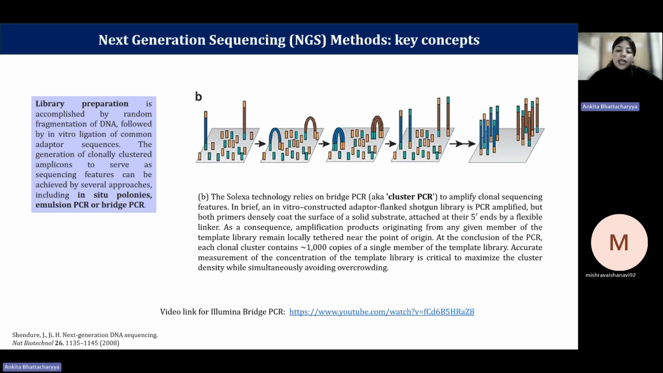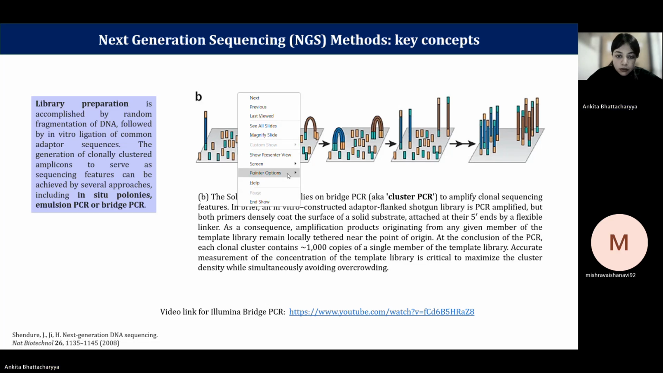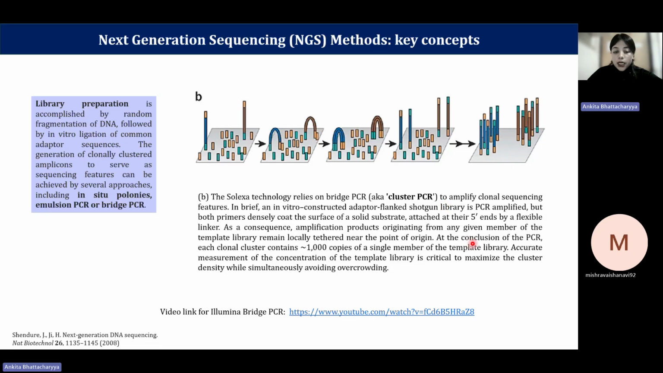As a consequence, any of the amplification products which originate from any given member of the template library remain locally tethered near the point of origin. At the end of PCR, each clonal cluster contains thousands of copies of a single member of the template library. Accurate measurement of the concentration is crucial to maximize cluster density.